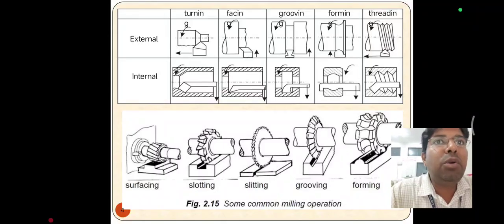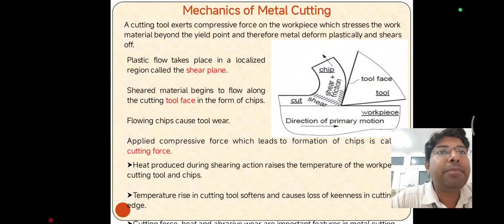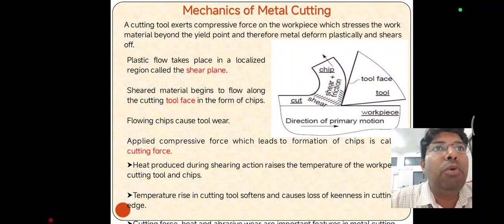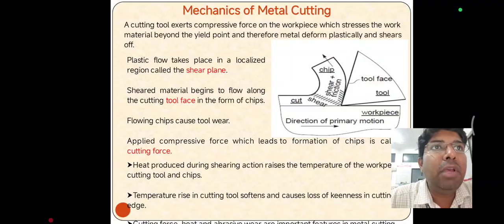When a cutting tool applies a compressive force on the workpiece, it stresses the material beyond its yield point. This causes the metal to deform plastically and shear off, which is essentially how material is removed. This localized plastic flow occurs along what we call a shear plane, a critical concept in understanding how cutting works.